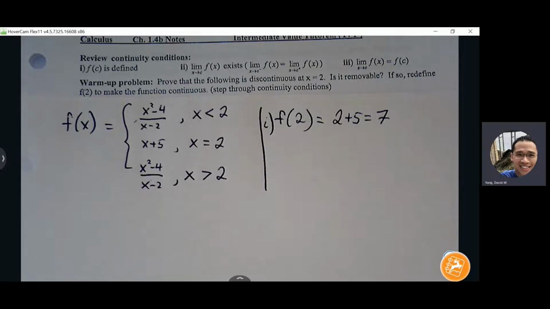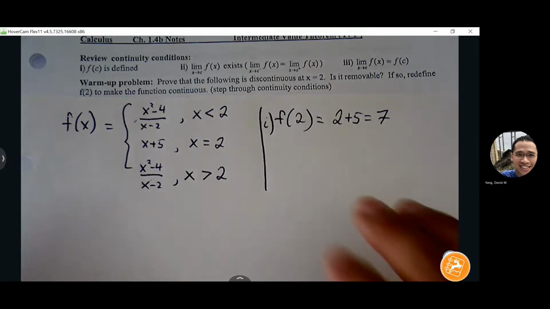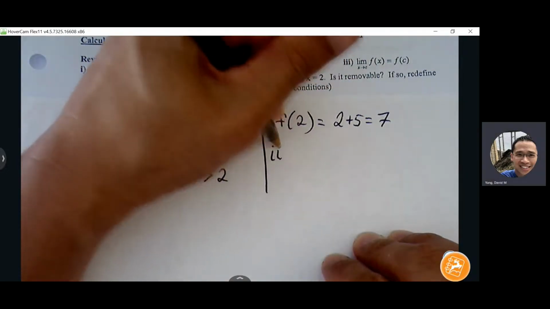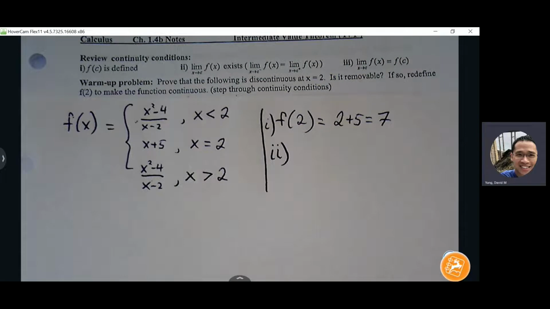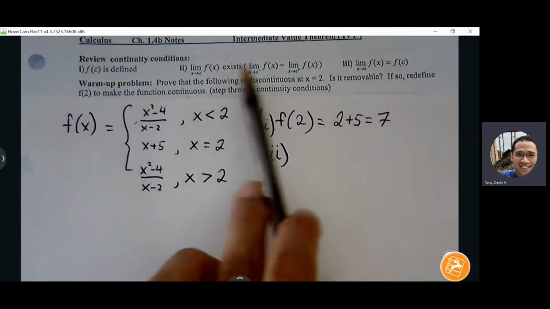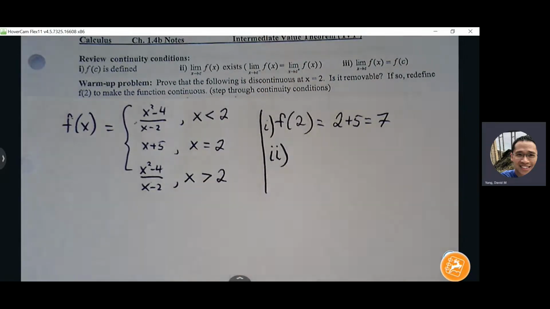Okay, second condition, does the limit exist? Now, can we rely on one limit statement or do we need 2 limit statements? 2. Okay, so the answer is you can use 2, but we only need 1. Why do you think that? I mean, it's not wrong if we do one-sided limits, but why do you think we won't really need it?